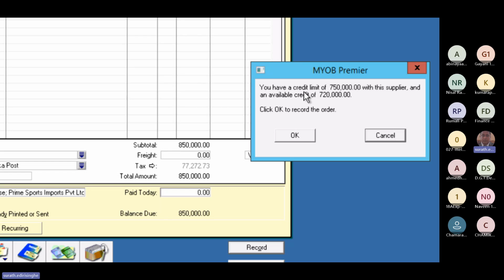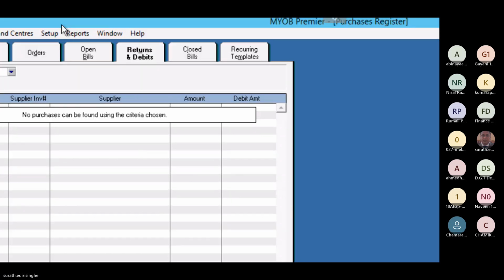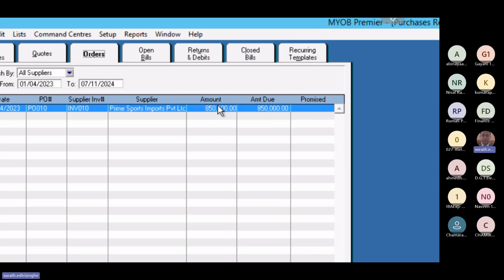Then what happened? It exceeds the credit limit. Very important transaction. It exceeds the transaction amount available, 720, but you are taking on 7850. Click OK, it doesn't matter. Practically you can't do this. Practically you have to get permission from the top level. Then look at the transaction in the order status, 850.